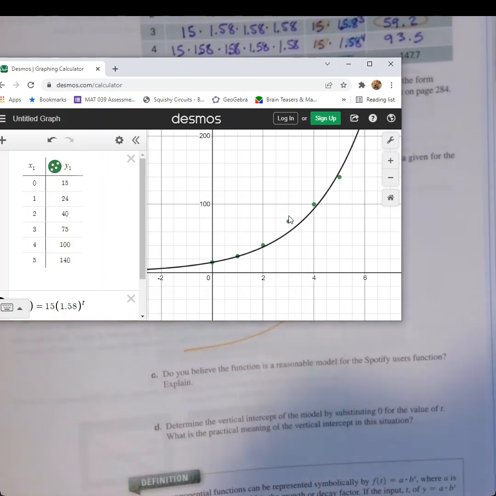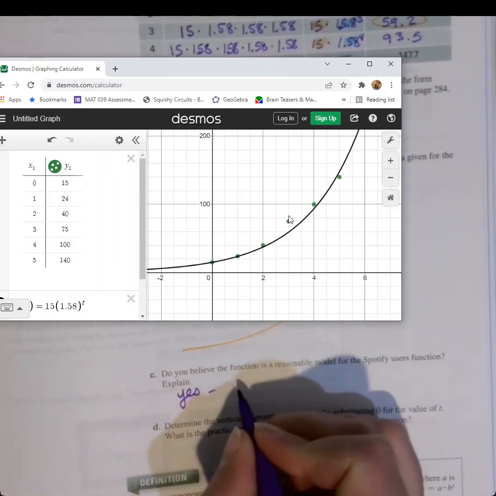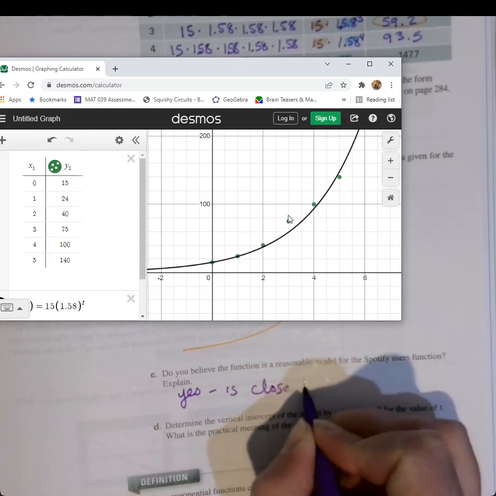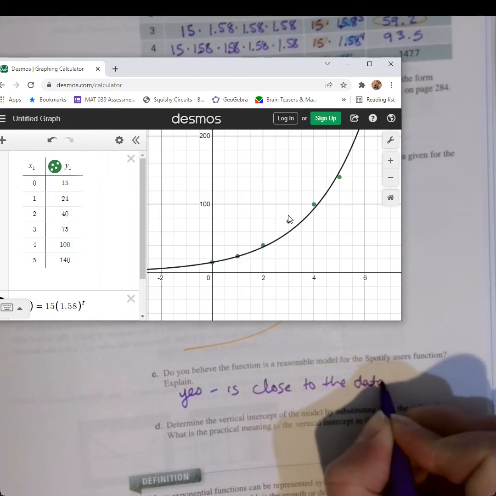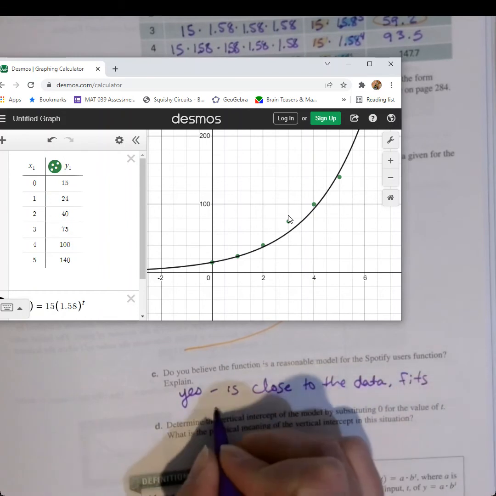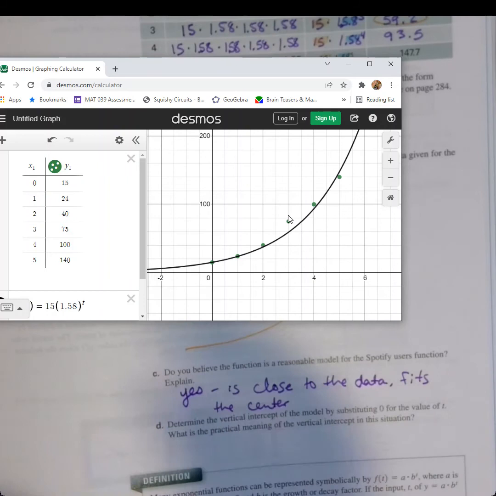So we will explain that, yes, we think this is a good fit because it is close to the data. That alone is not enough, but it fits the center of the data. So it's close and it goes between. It's not just all up too high or all too low. It fits the center of the data.